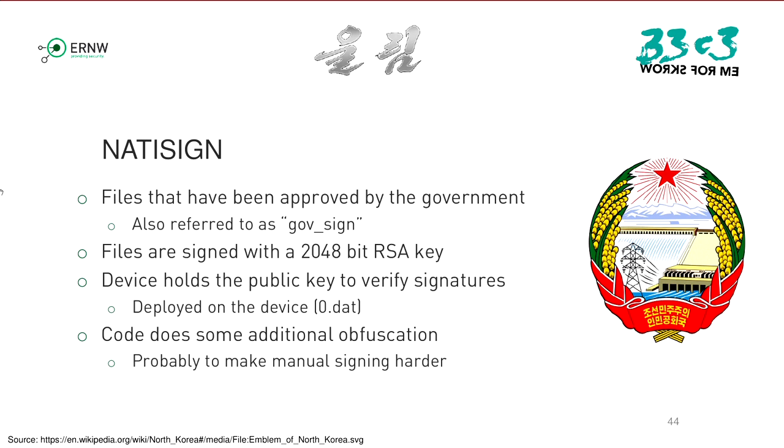Just some quick words about the nation sign, and the code mostly also refers to it as government signing. It's basically an RSA signature with a 2048-bit RSA key. The public key is just stored on the device, the private key is held by the government. And in addition to the signatures, it just does a lot of obfuscation work. So also on a bit level, it's trying just to shift some bits. We think that it's just doing this to make it harder to sign the files yourself, but it's nothing really. From a security point of view, it doesn't make any difference.